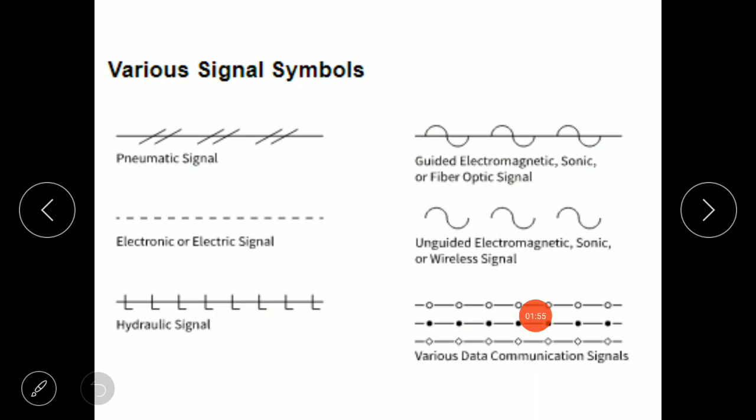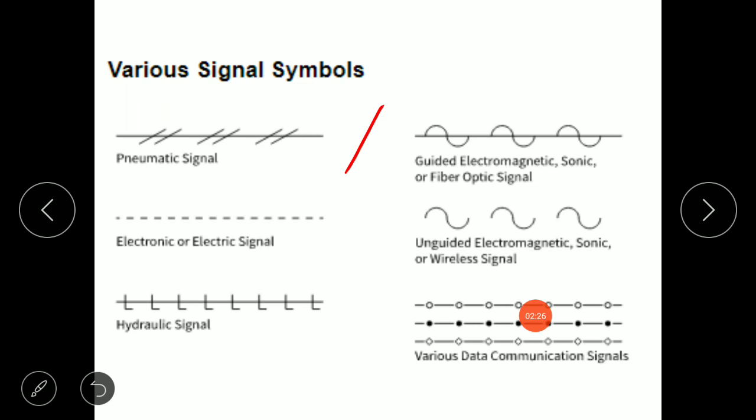Now, communication or signal lines. Process control systems use various types of signals to communicate information between components, instruments and other control system computers, and each type of signal has its own line type to explicitly identify the type of signal that travels along with it. You can see the pneumatic signal, then electronic or electric signal.